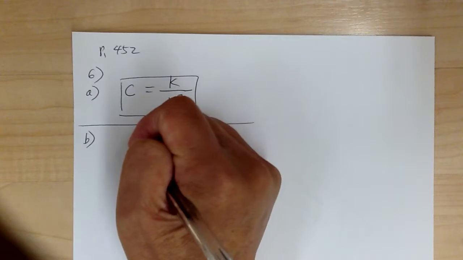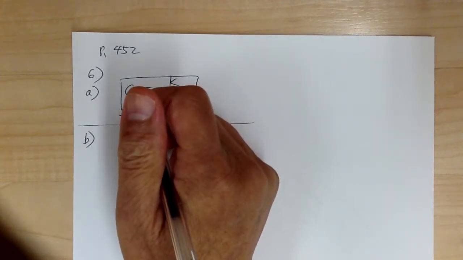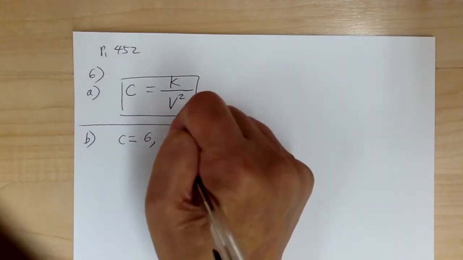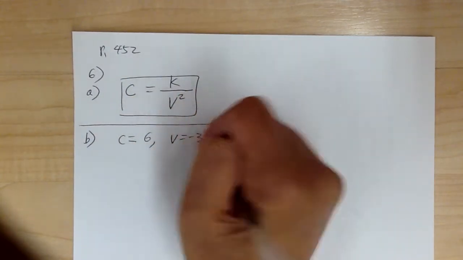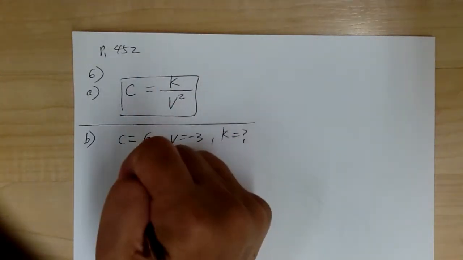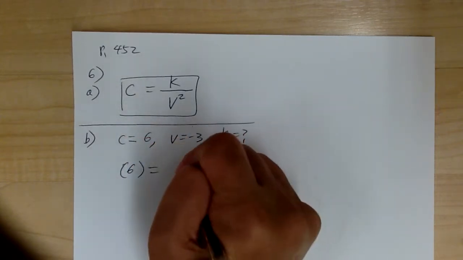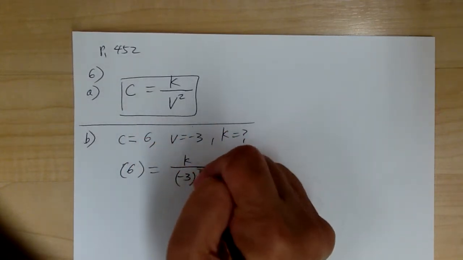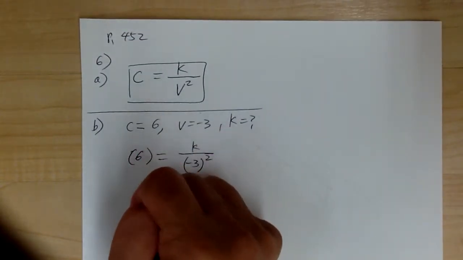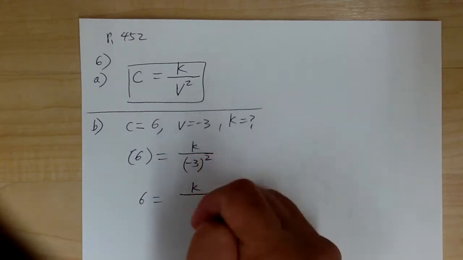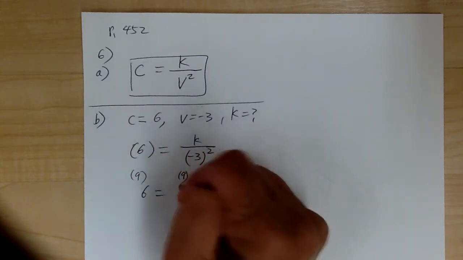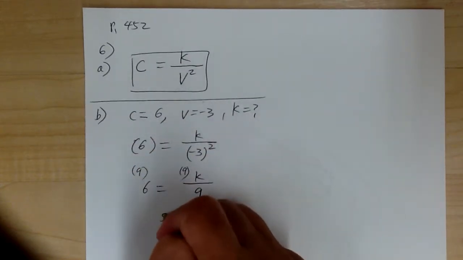So now part B. It says if c equal to 6 when v equal to -3, find k. So substitute, so 6 equal to k over -3 squared. Whenever you substitute, put in parentheses and then you work it out. Now -3 squared is 9, and then from here you can cross multiply or multiply both sides by the common denominator. So k equal to 54.